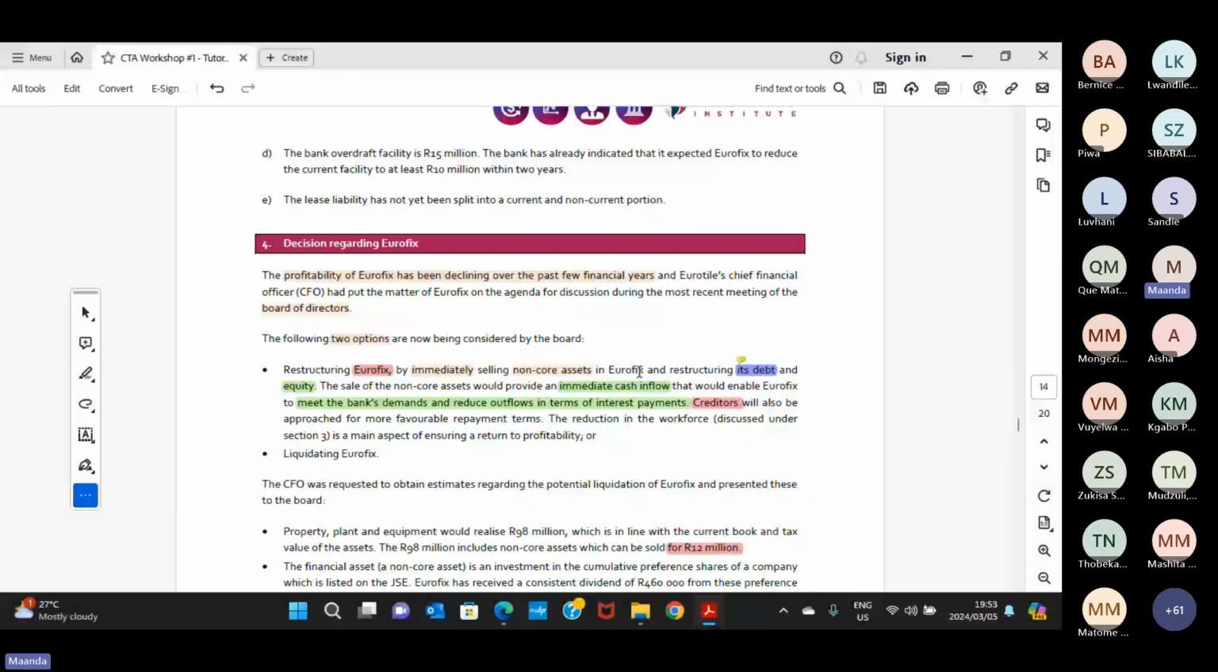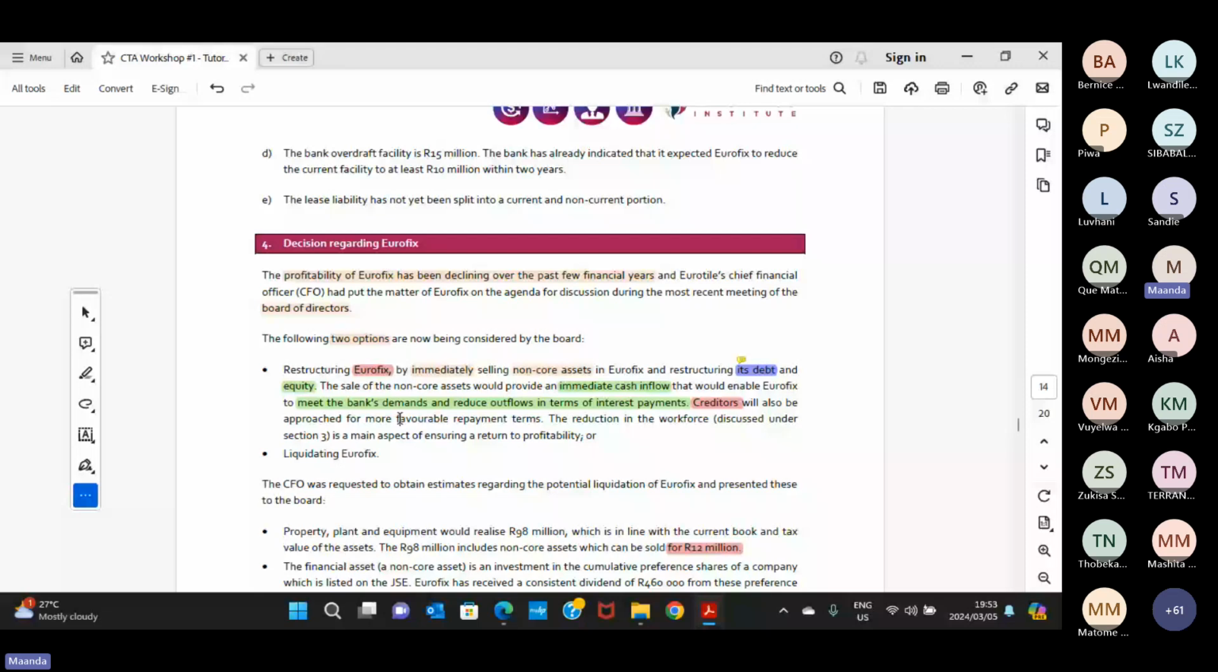So the board is saying we're going to get this 12 million when we immediately sell this non-core asset, right? And then it's saying that when we get this cash flow, it's going to enable Eurofix to meet the bank's demands, right? So is this a probability or is it an of-course case that there will be cash flow? There's going to be money coming out of this sale, but when you sell an asset, how sure are we that they're selling an asset of good standard? That's what I'm thinking about regarding the questions you gave us now.